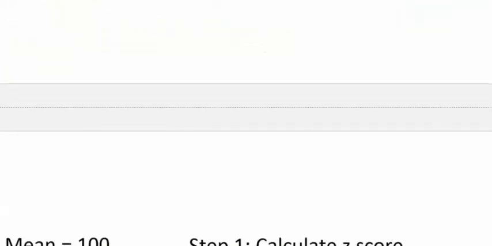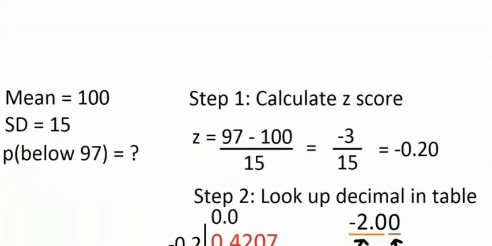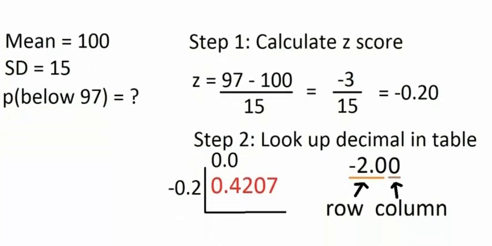So our first step is to calculate the z-score. Remember, we know this is true about the population: the mean IQ is 100, the standard deviation is 15, and it's a normal distribution. And we want the probability that a randomly selected individual from the population will have an IQ below 97. So we take the number we're interested in, 97, and turn it into a z-score.